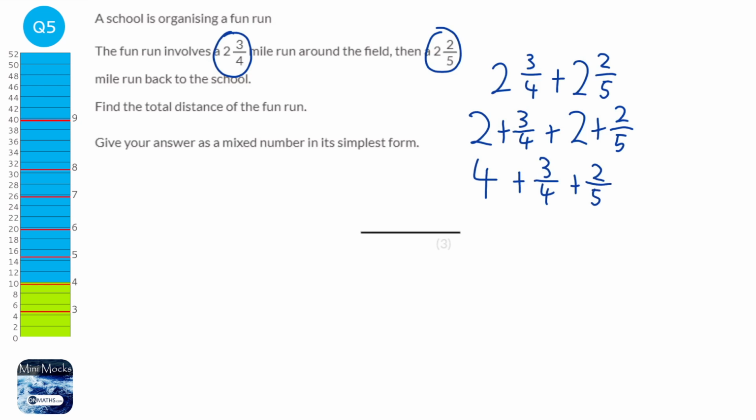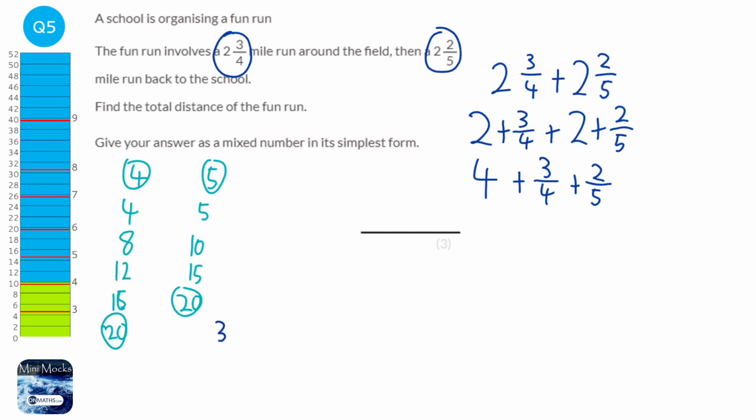So when you add two numbers with different denominators, what we need to do is get the common denominator. And we do that by just quickly writing out the 4 and the 5 times tables and seeing what the first number in both their times tables is. 4, 8, 12, 16, 20, and 5, 10, 15, 20. So that's 20. So we need to get the bottoms of the fractions to 20.